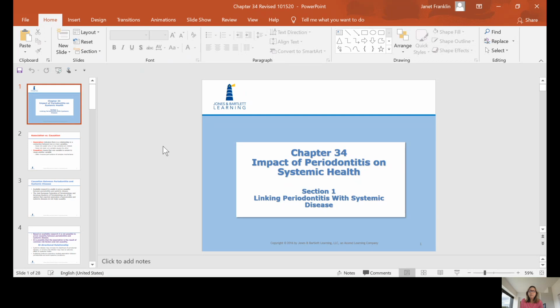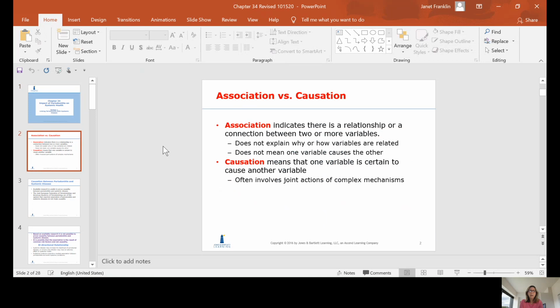So this is chapter 34, the impact of periodontitis on systemic health. So earlier we talked about chapter 16, the effects of health, or the risk factors that health poses on periodontitis. And now we're going to talk about the impact periodontitis has on systemic health.